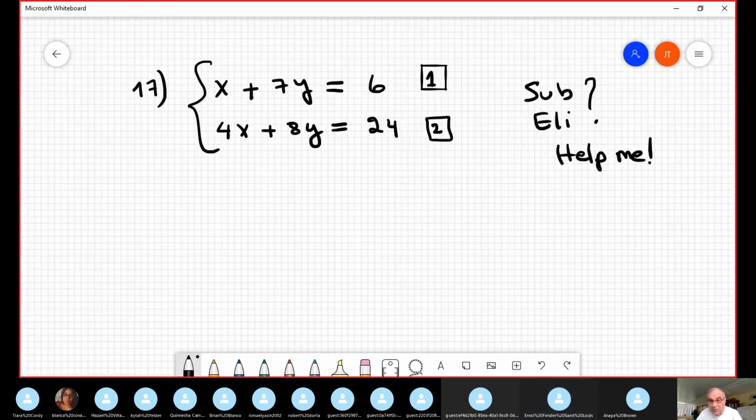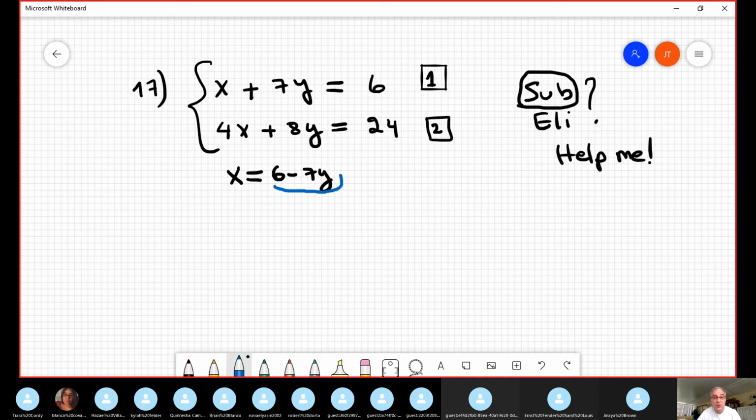Substitution is the best way. Because the coefficient here is 1, and the coefficient is 1, I can isolate x easily. Yes or no? Yes. Okay, so x is equal to 6 minus 7y. I solve for x because I take advantage of this fact: the coefficient is 1 or negative 1. Then substitute this expression in the other equation, in the x place.